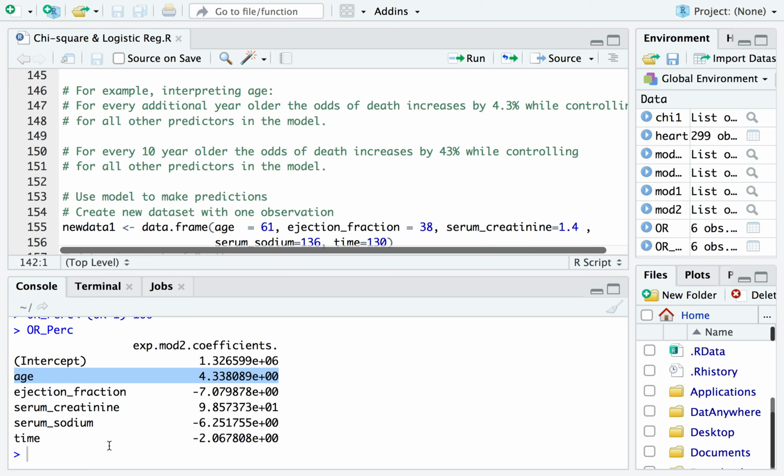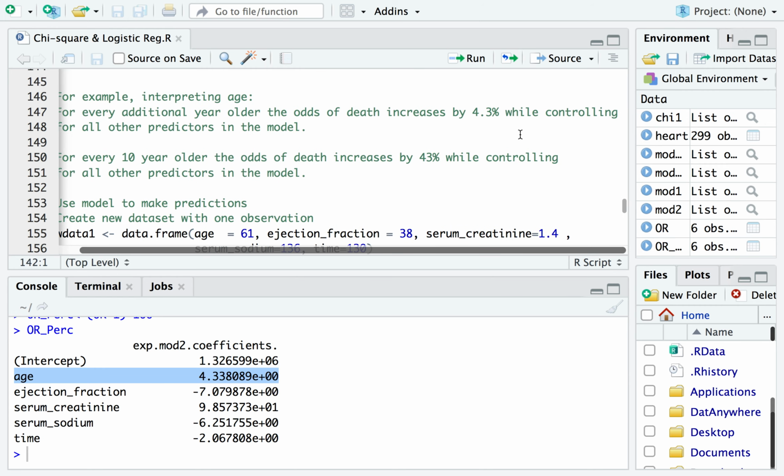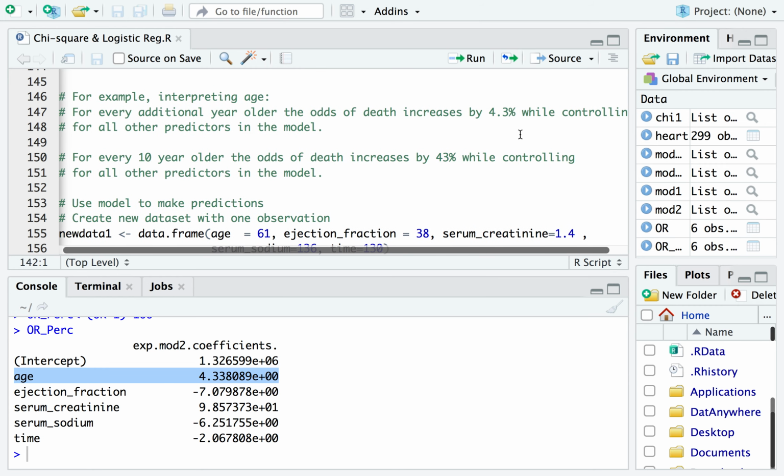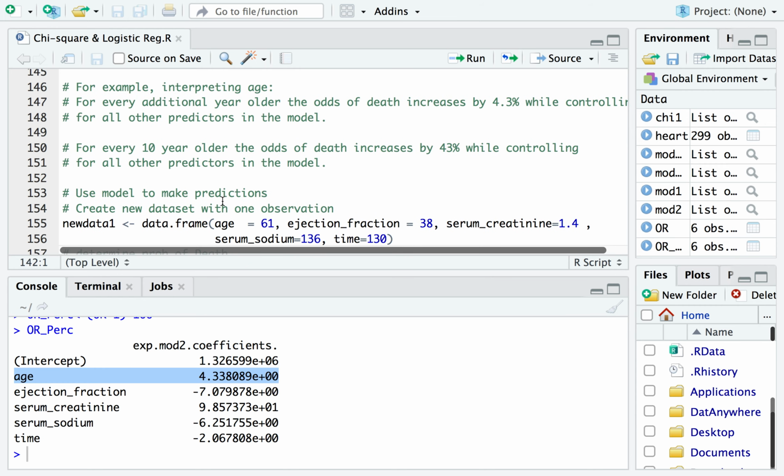I notice I don't have any dichotomous variables. But with a dichotomous variable, let's say age was dichotomous, like old versus young, where young was the baseline and old was set to 1. And let's say it was the same value, 4.3. I would interpret it as: the odds of death increases by 4.3% for people who are older compared to people who are younger, while controlling for all other predictors in the model. That's how I would interpret it.